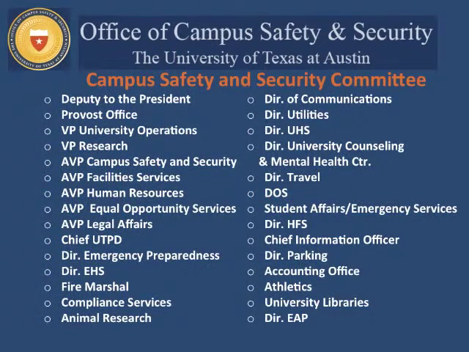Most universities are organized in silo-type institutions where there's not a lot of vertical communications. Most of the communications is linear. A university like the University of Texas is typical of that type of example. The Campus Safety and Security Committee you see depicted on this slide is our attempt to begin to break down those silos when it comes to emergencies on campus.